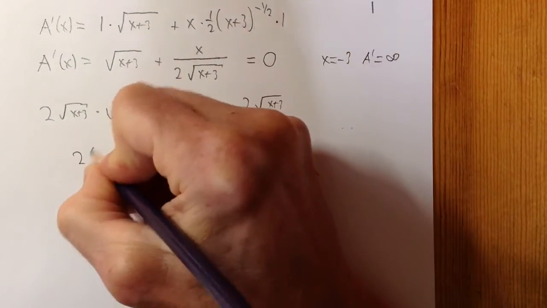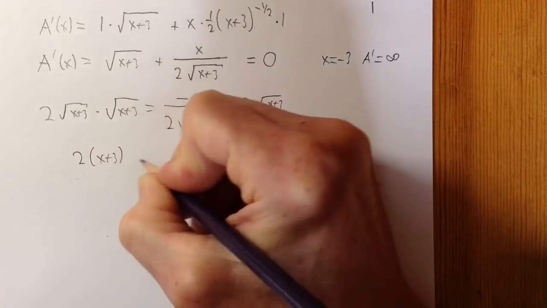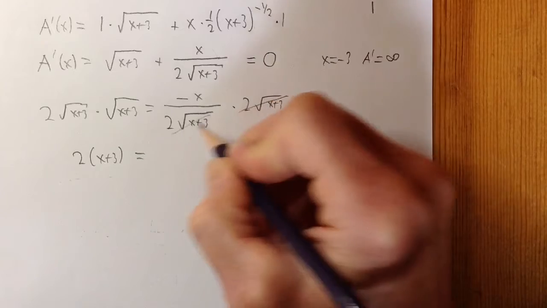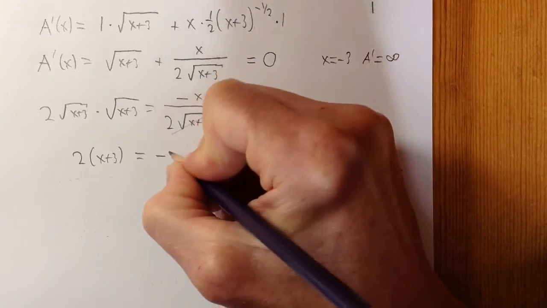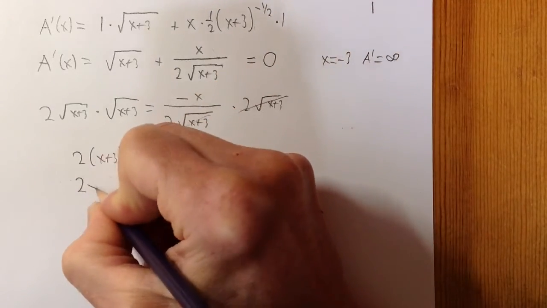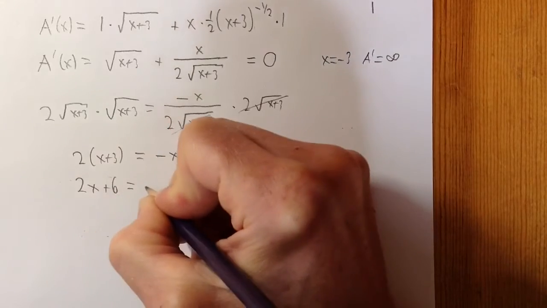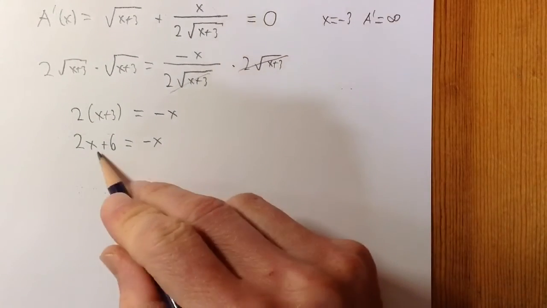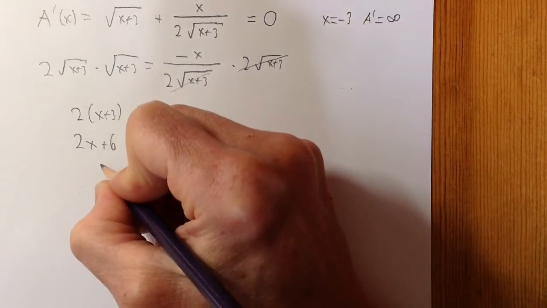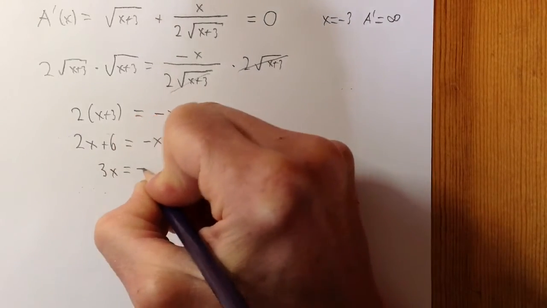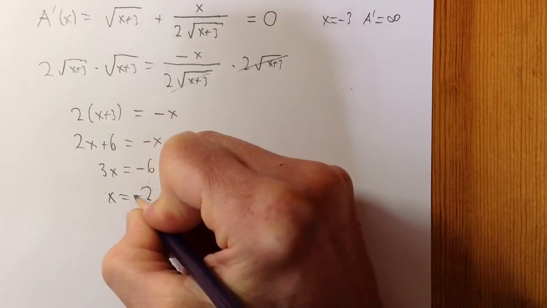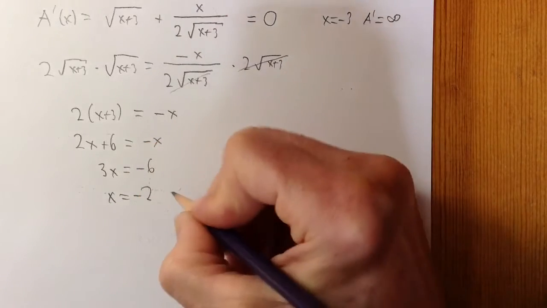So I have 2 times (x plus 3) equals, over here I just have -x left. So 2x plus 6 equals -x. Let's put the -x over here, making it positive, and put the 6 over there, making it negative. So we have 3x equals -6. Divide both sides by 3. x equals -2. So at -2, we have a slope equal to 0.